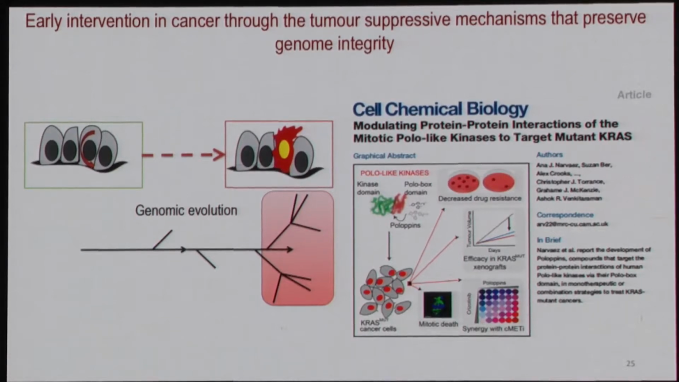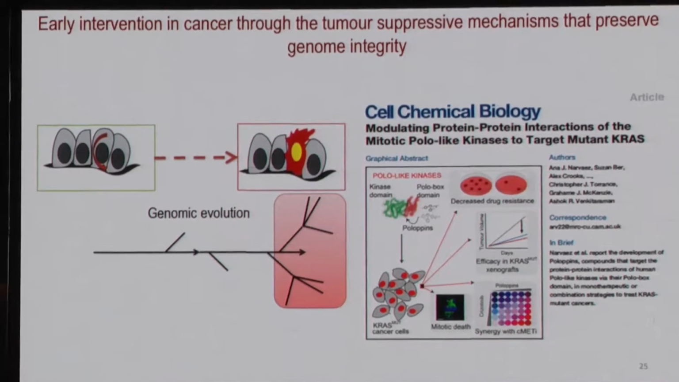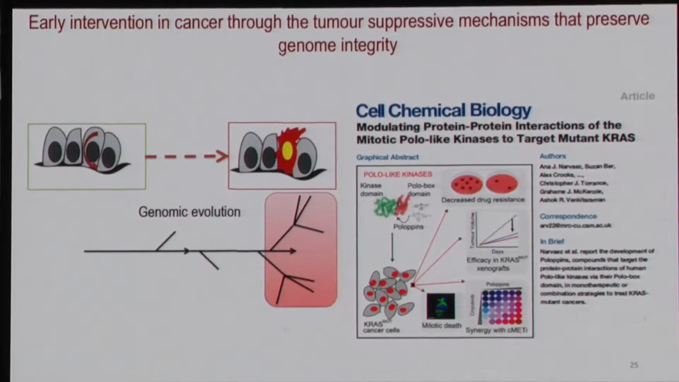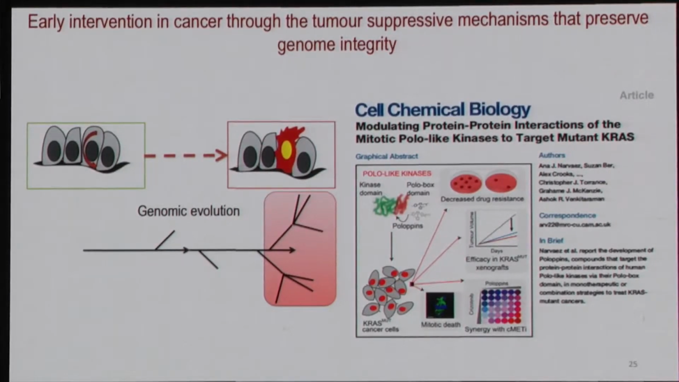Mutant KRAS induces mitotic abnormalities, and we have been able to target these mitotic abnormalities to sensitize RAS mutant cells at a very early stage in their development using inhibitors of protein-protein interactions of mitotic kinases. So I'll end there and say I'm very hopeful that this type of work promises new approaches for early intervention in the clinic in the not too distant future.